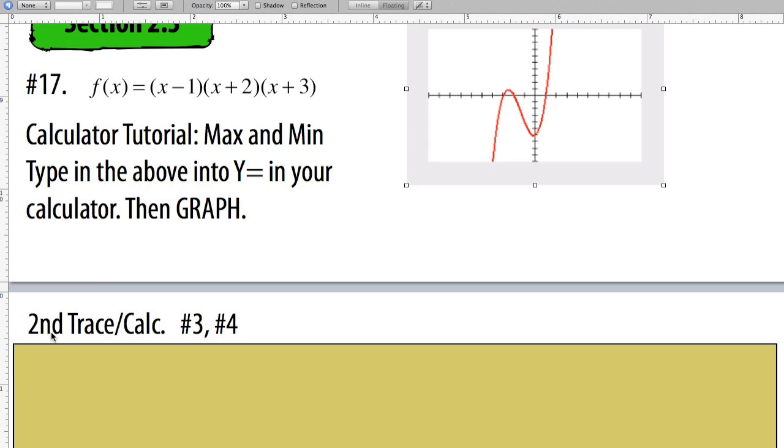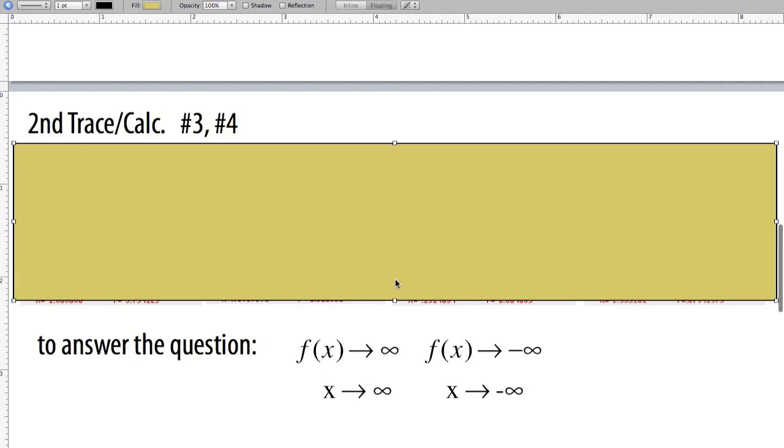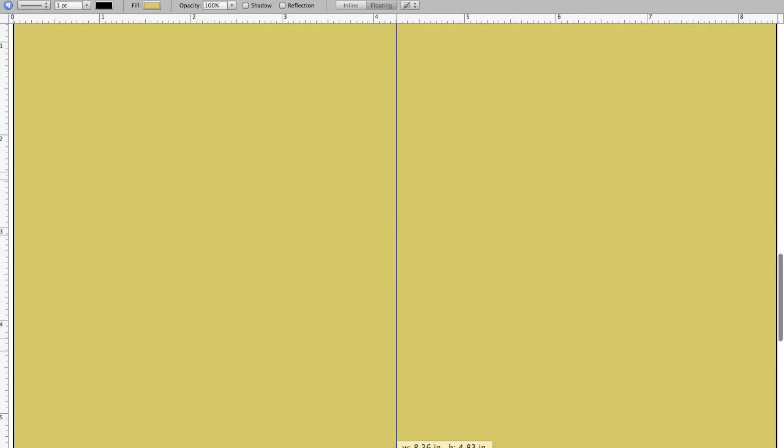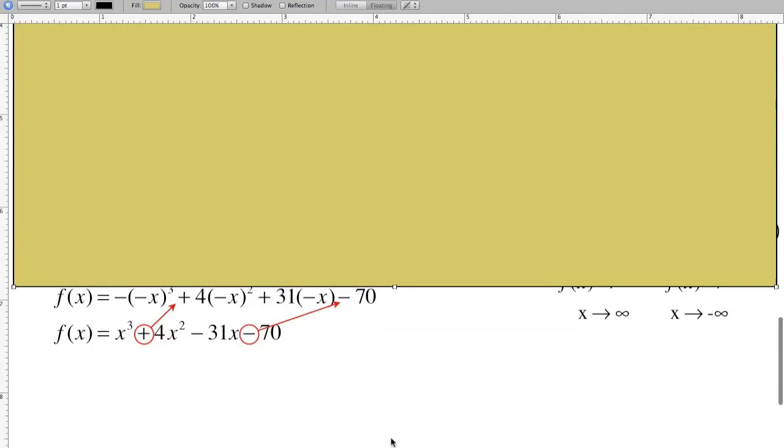If you'll press second, trace, or calculate, same button, and look at number 3 and 4. Now you have to be in graph mode. Well, you don't have to be, but hopefully you are looking at the graph and you want to find the minimum or maximum. So here's how you do it. You're going to press second, trace, and number 3 or number 4. I believe that I'm finding the minimum first. So let me clear that.